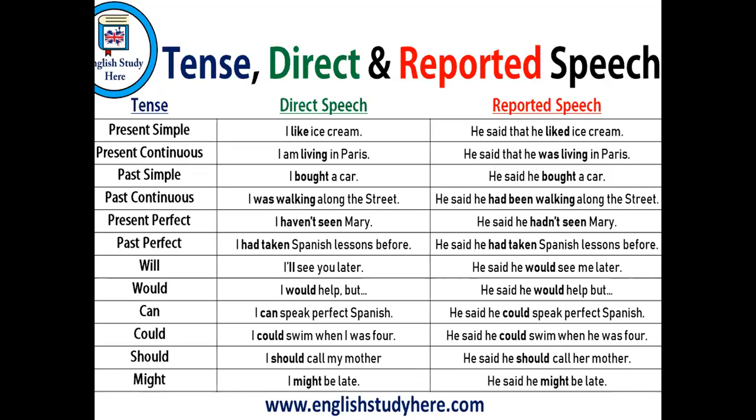Look at the first example. The present simple, as you know, is changed into past simple. I like ice cream. He said that he liked ice cream. So the present simple is changed into past simple. Present continuous. I am living in Paris. He said that he was living in Paris. Okay. So likewise, you have to have a glance at all the examples so that you might have a better understanding of the tenses.